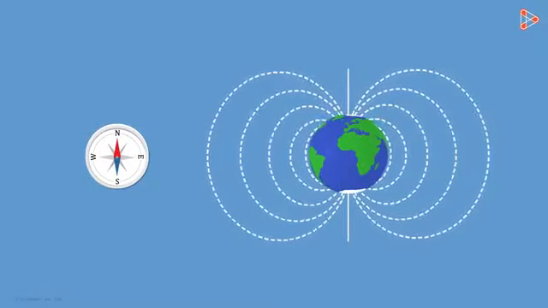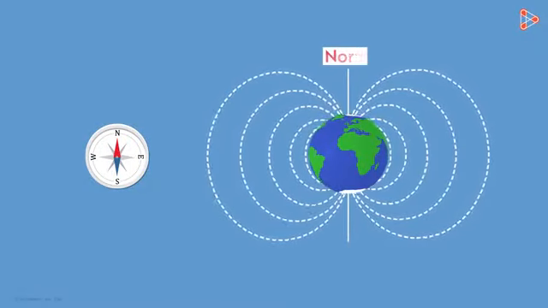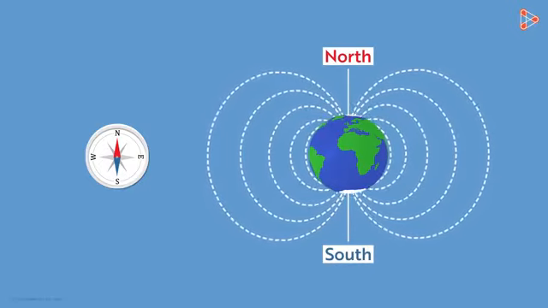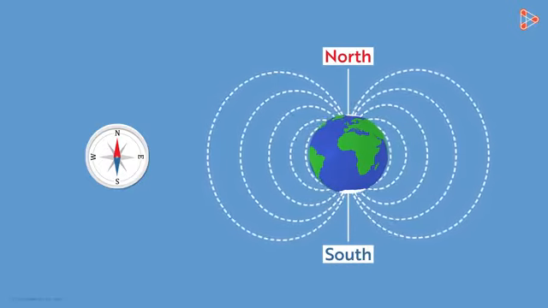Now we know for a fact that if we keep this compass at rest away from any other magnet, then it will align itself in the direction of the Earth's magnetic field. That is, the red part will point in the north direction, while the other part will point in the south direction. What will happen if we bring any magnet near this compass?